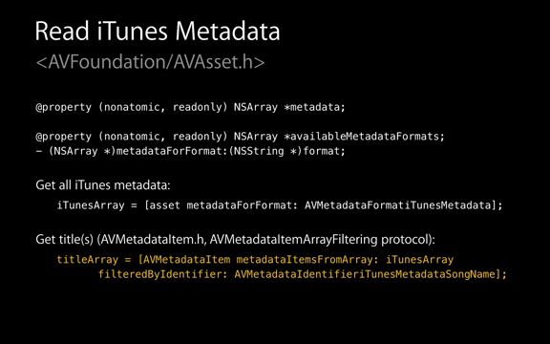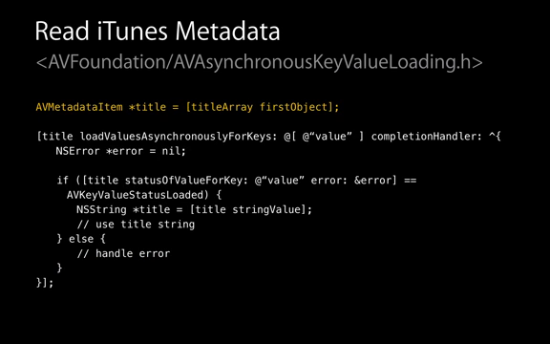And then from there, we can use this filtering method, metadataItemsFromArray:filteredByIdentifier:, to get just the items that correspond to the song name identifier. Now you might be wondering why you can have more than one song name in a single asset. We'll get back to that in just a little bit. But first, I want to talk about how you load the payload of your metadata items. Well, AVMetadataItem conforms to the AVAsynchronousKeyValueLoading protocol. This is a protocol that we define ourselves in AVFoundation, and a lot of our core model objects conform to it, because a lot of times when you get an AVAsset or an AVMetadataItem, we haven't actually loaded the data behind it yet.